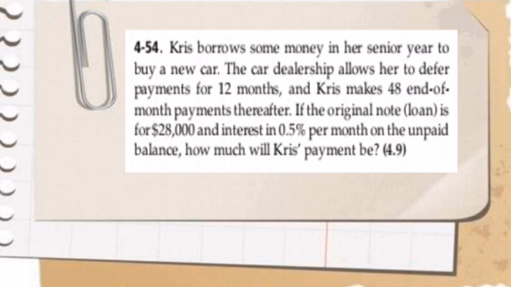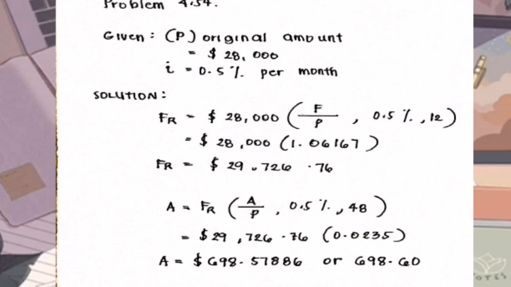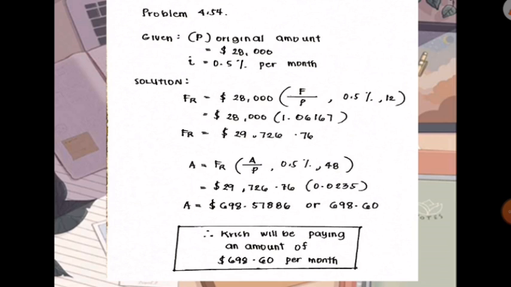4.54. Chris borrows some money in her senior year to buy a new car. The car dealership allows her to defer payments for 12 months, and Chris makes 48 end-of-month payments thereafter. If the original note loan is $28,000 and interest is 0.5% per month on the unpaid balance, how much will Chris' payment be? So, problem 4.54. Given is P, the original amount, is equal to $28,000 and the interest rate of 0.5% per month.